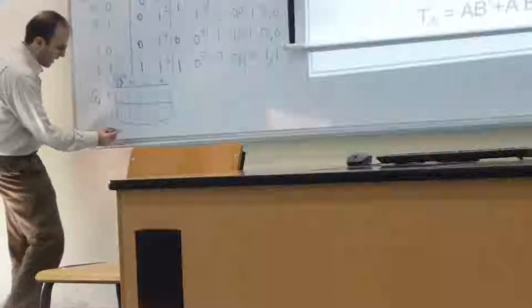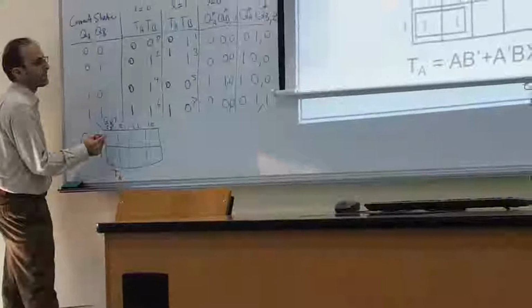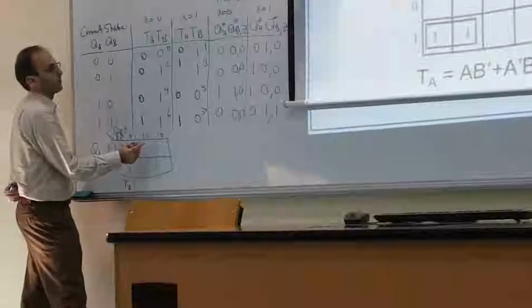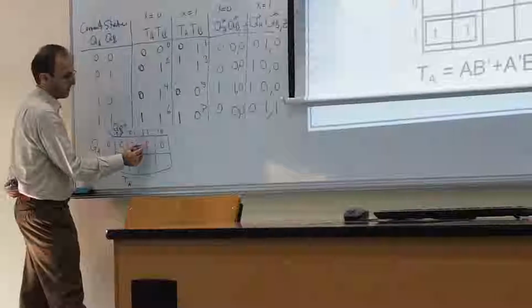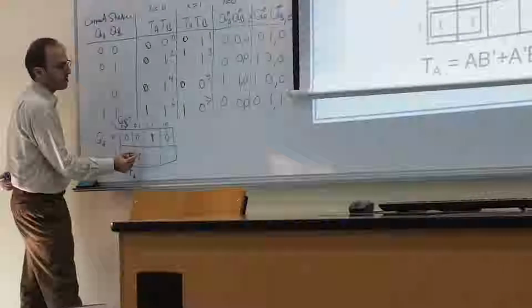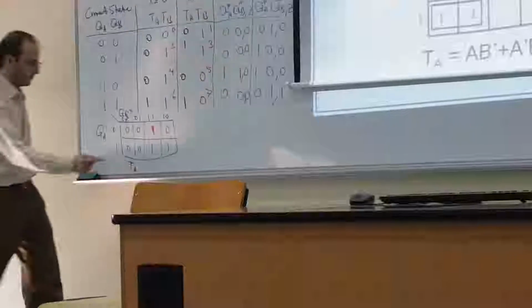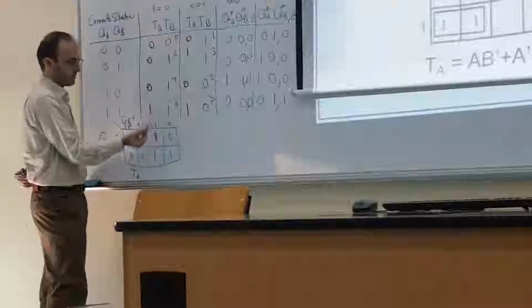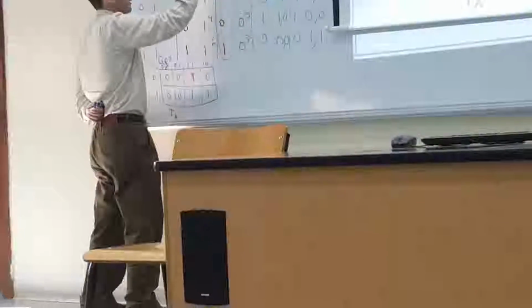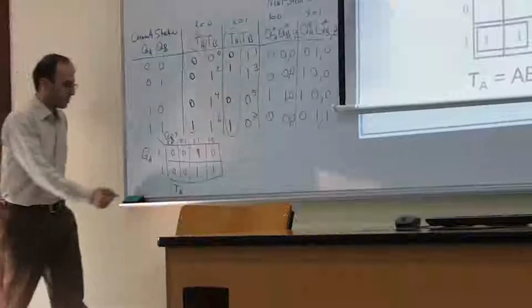So let's say I'm working here for the TA. What's the value here? Zero. Zero. Zero. One. What here? Zero. Four. Zero. Zero. Five. Zero. One. Six. One. One. Seven. One. Seven zero. Right? Seven, one, and six, one. TA. I am talking about the TA. Okay. So that's the TA.